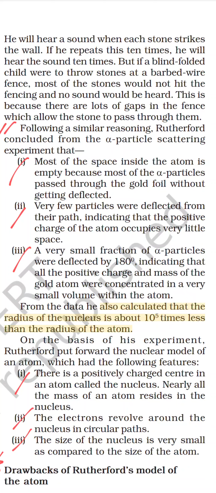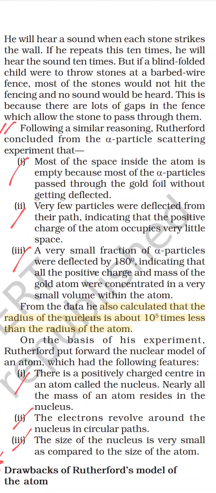On the basis of his experiment, Rutherford put forward the nuclear model of an atom, which had the following features. First, there is a positively charged center in an atom called the nucleus. Nearly all the mass of an atom resides in the nucleus. Next, the electrons revolve around the nucleus in a circular path. The size of the nucleus is very small as compared to the size of the atom.